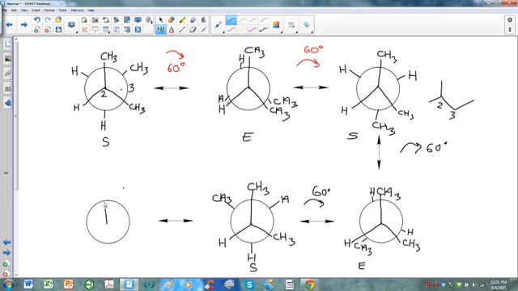Now the last one here, CH3. Again, I don't know why this keeps on doing that with my hydrogens.